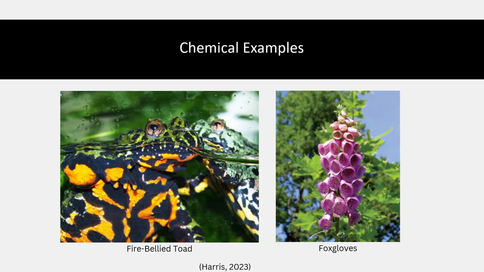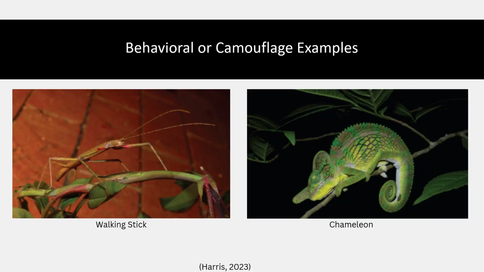We can have behavioral or camouflage examples. The first example is a walking stick. It looks just like a stick, and they usually hang out on plants. They blend in very well. We also have a chameleon, where they will change color depending on their environment. They also have specific movements. They go very slowly, and they do this rocking motion where they mimic a plant that gets blown by the wind. So it doesn't look like that rapid movement you see in a lot of animals. It looks more like a leaf blowing on a tree.